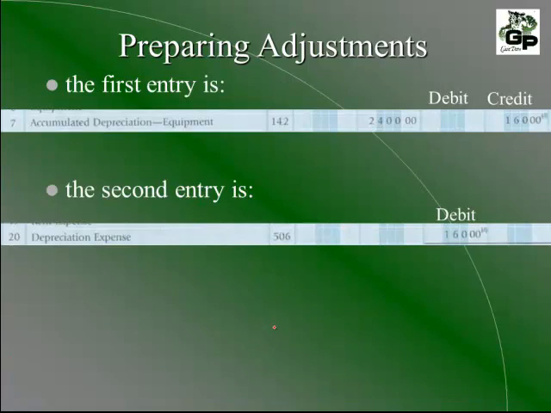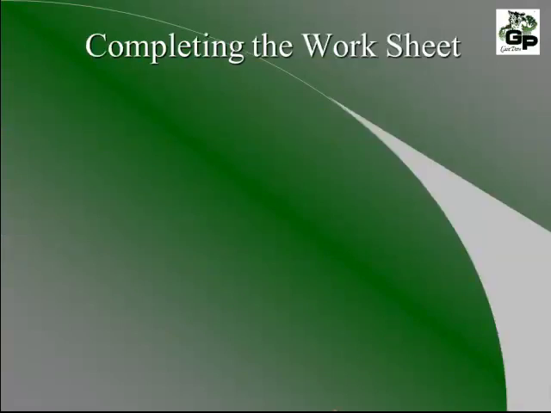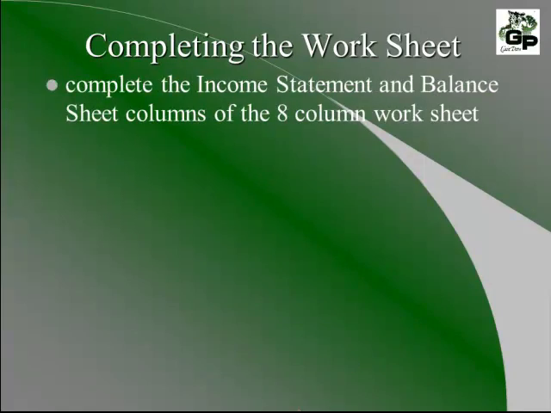To look carefully and closer at this, the two entries are accumulated depreciation for equipment, $160 on the credit column. The depreciation expense, $160 in the debit column. Now that we've done the adjustments, we carry on with the worksheet just as we did when we had a 6-column worksheet.